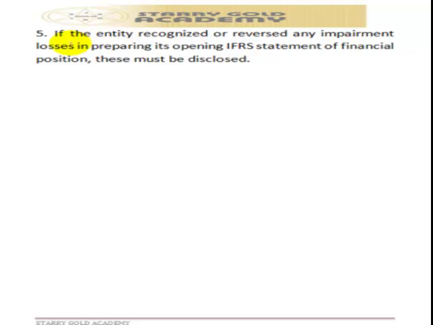Now, the next thing is, if the entity recognizes or reverses any impairment losses in preparing opening financial statements, this must be disclosed. Whenever there is a reversal of any impairment losses is when the recoverable amount is less than the carrying value. So whenever any impairment loss is discovered, then they must be disclosed. That is in the period of transition.